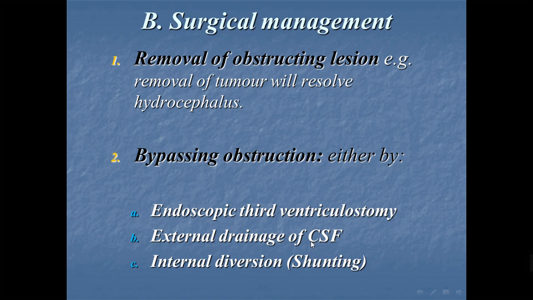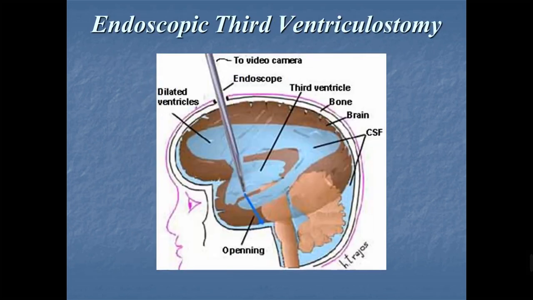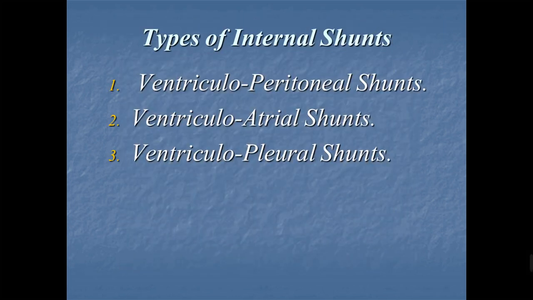The last one is internal diversion by shunting. This is the most common form of surgical management, and the most common shunts used are the ventriculoperitoneal shunt or the ventriculoatrial shunt. By ventriculoperitoneal shunt, I will connect the ventricles to the peritoneal cavity, or by atrial shunt, the ventricle to the right atrium, or a pleural shunt to the pleural cavity.